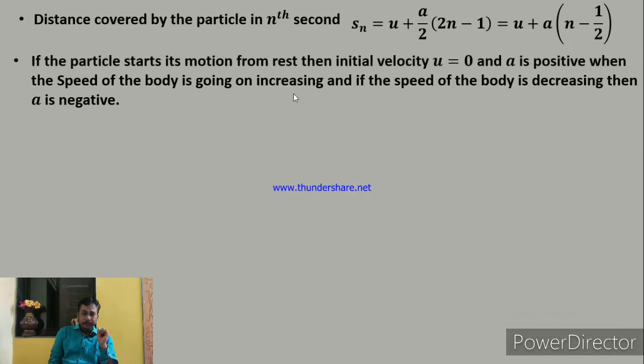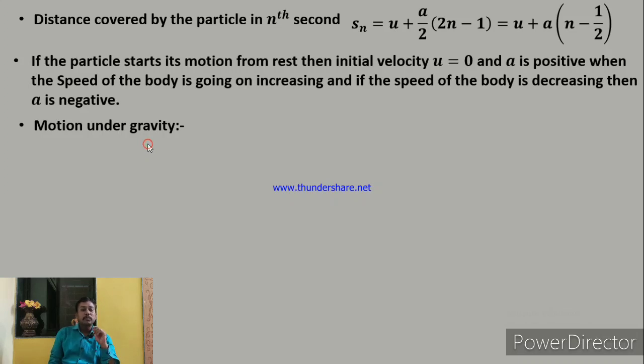Now, if the particle starts its motion from rest, then it is clear that initially the particle is at rest, that is, the initial velocity u is 0, and a is positive. When the speed of the body is going on increasing, a is positive, and if the speed of the body is decreasing, then a is negative.